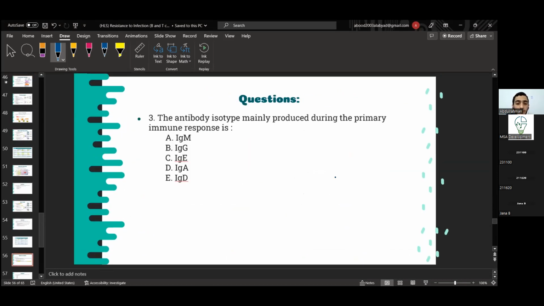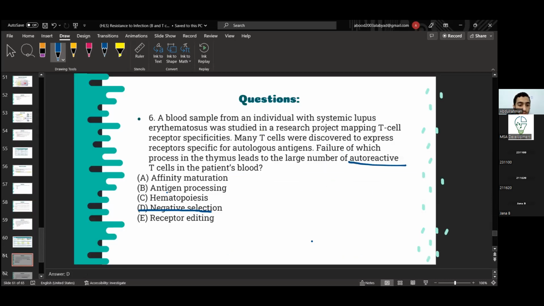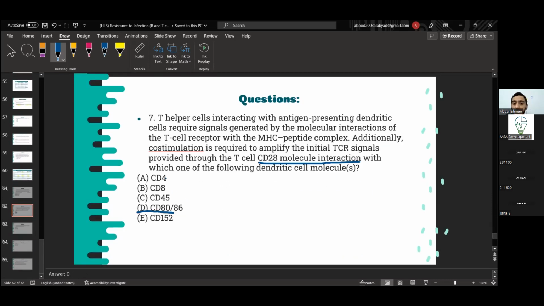Okay. Now, for those that said A, which is CD4, CD4 binds on MHC class 2. Okay, CD4 binds on MHC2. CD8 binds on MHC class 1. So it can't be CD4, it can't be CD8. CD45, we didn't discuss it. CD80, CD86 is another word for B7, and CD28 is multiplied by 7, so it binds on B7. Okay, and then CD152 also we didn't discuss it. That's why the answer is D. Clear?